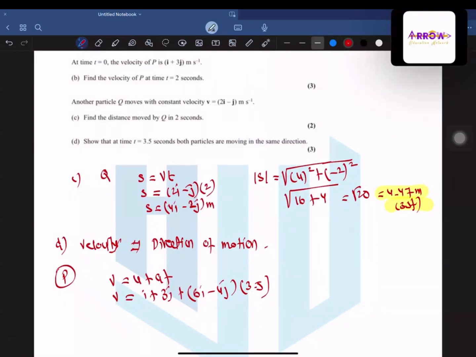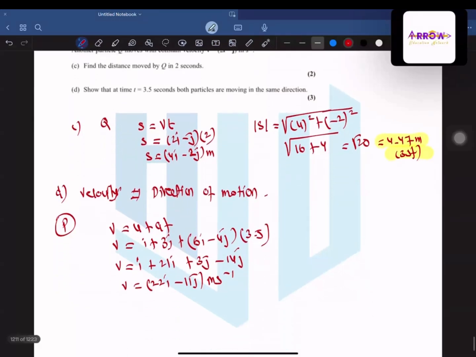So just find this final velocity vector. v equals i plus 3.5 times 6, which is 21, so 21i, and then plus 3j minus 4 times 3.5, which is 14, so minus 14j. So the final velocity vector is 22i minus 11j meters per second. This is the final velocity vector of particle P at the instant t equals 3.5 seconds. As far as particle Q is concerned, it has a constant velocity of 2i minus j meters per second throughout the journey.